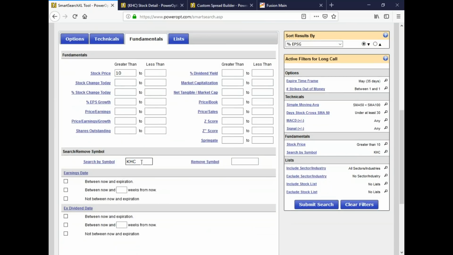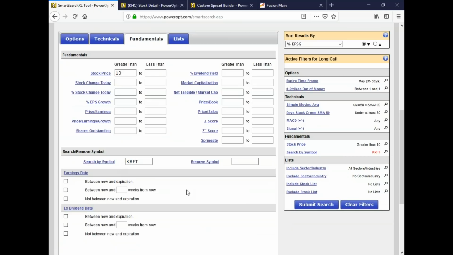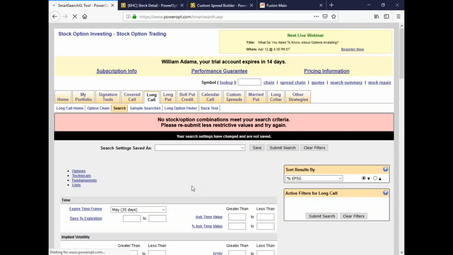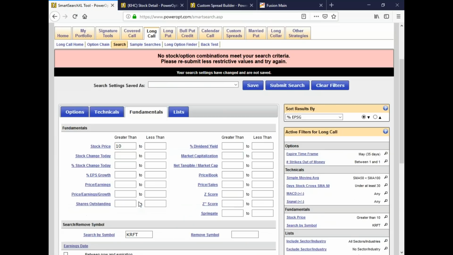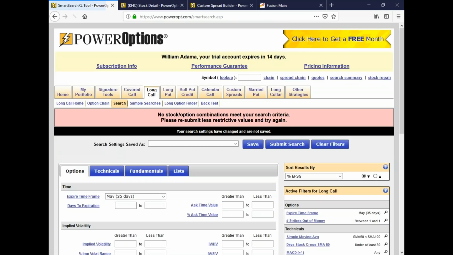Is Kraft now KFRT? I'm sorry, KRFT? Or is it just KFT? Oh, okay. So that one didn't come in there, but I would take a look at that.